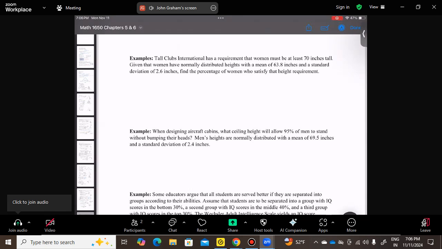All right, so we gotta find the z-score. The x value is going to be 70. I'll write this out. X is 70, mean is 63.8, standard deviation is 2.6. So 70 minus 63.8 over 2.6. I get 2.38.